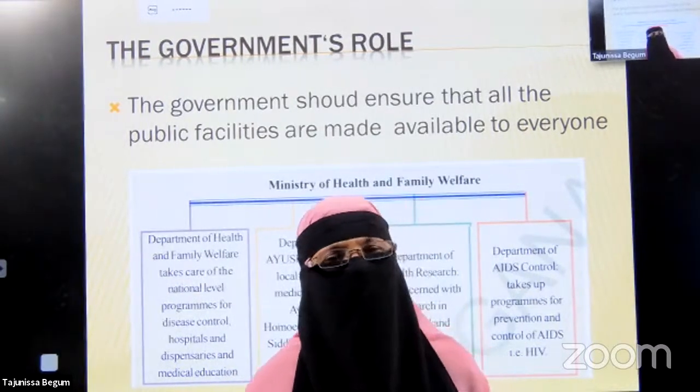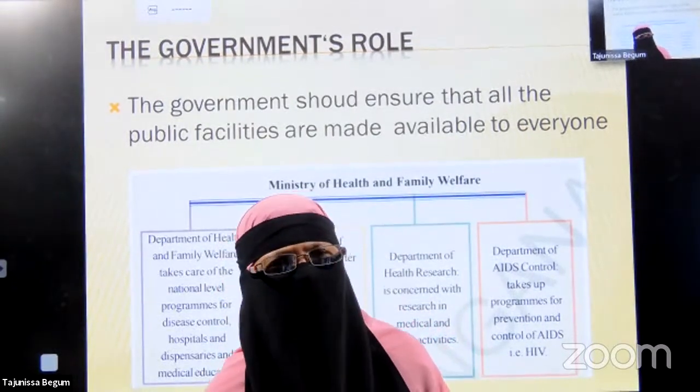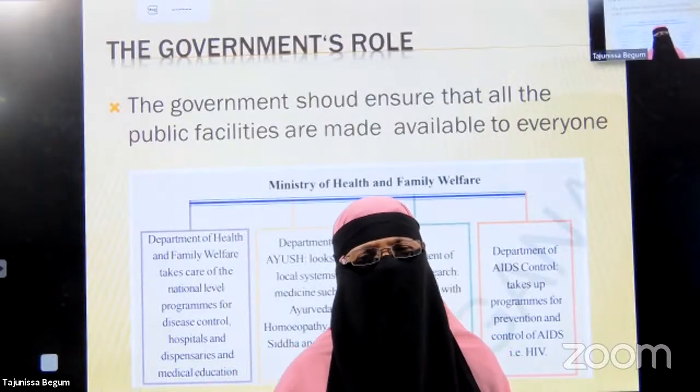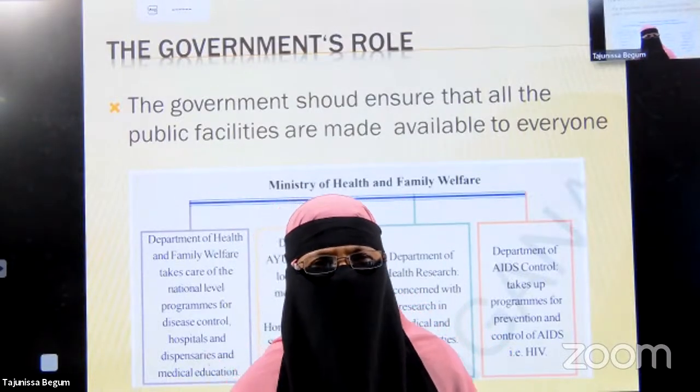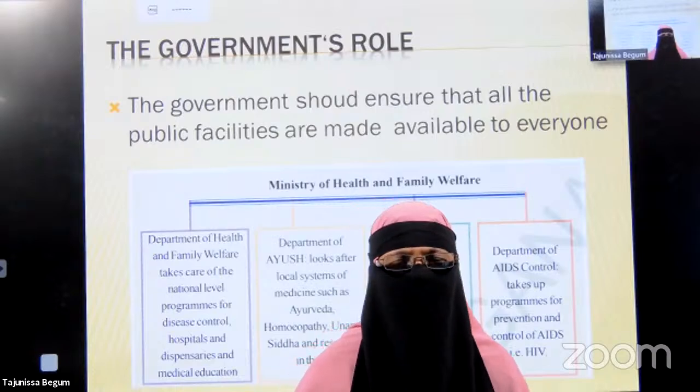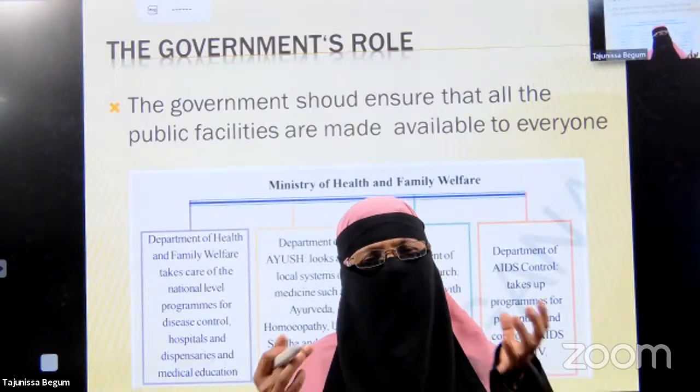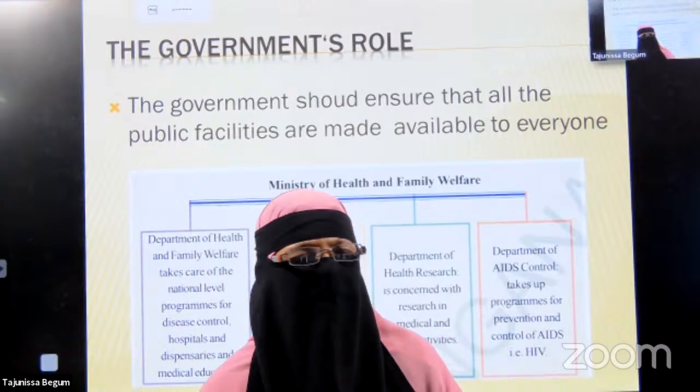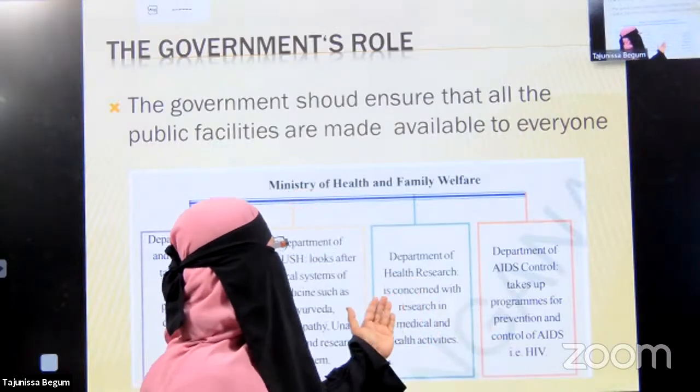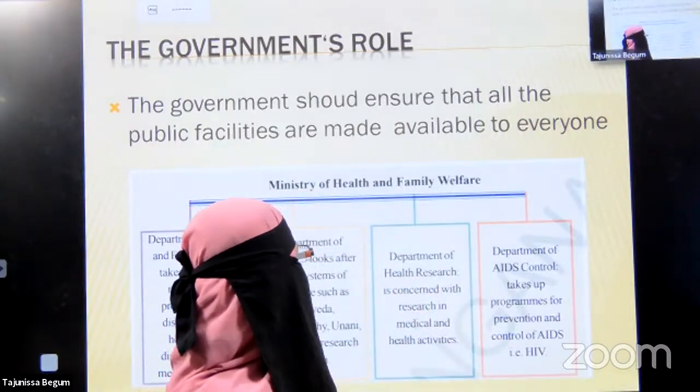Only they are giving a lot of precautions for the people: don't go out, wear your mask, wash your hands, maintain social distance, eat hygienic food. So all these precautions they have given us only after doing research. Here you see, the Department of Health Research is concerned with research in medical and health activities.